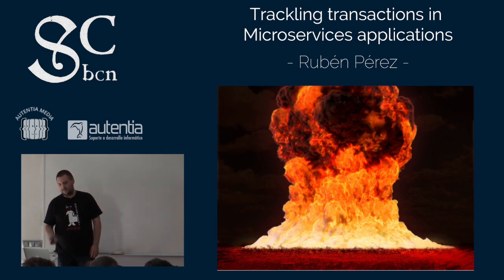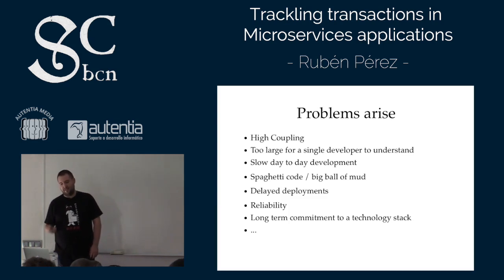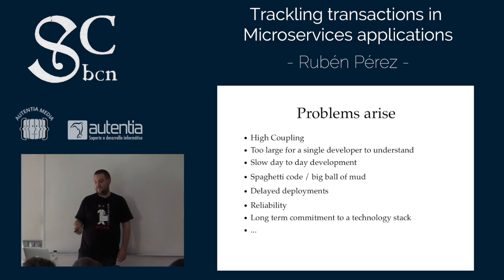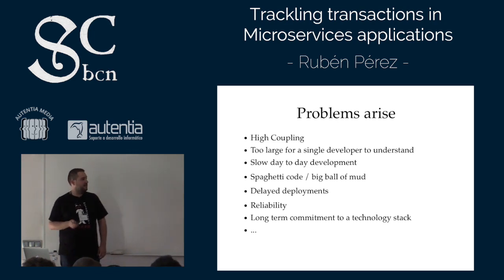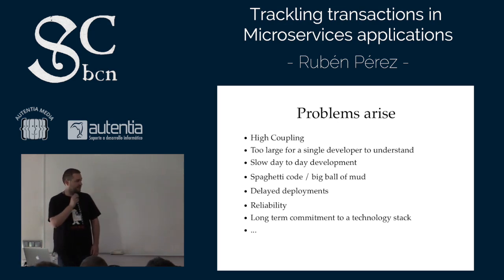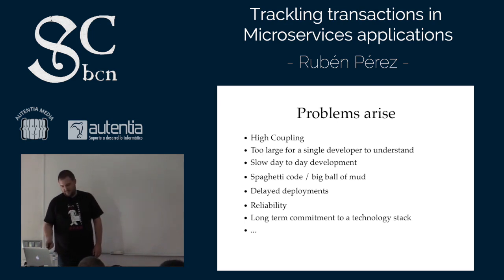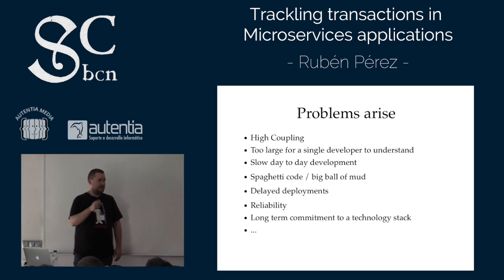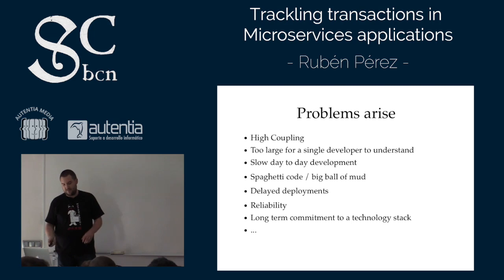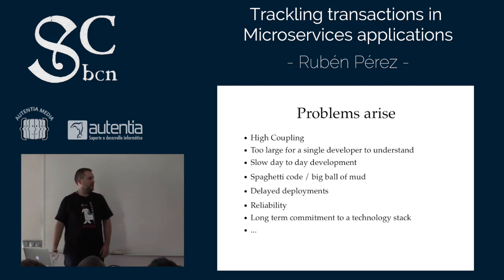So working in a code base like this, we can see problems arise. There is high coupling. It's too large for a single developer to really understand. The development is slow day to day. You end up with spaghetti code or a big ball of mud or big ball of whatever word you want to put in there. And also you have delayed deployments. You have reliability issues because any bug or leak in some part of your system will bring the whole system down. And also you have long-term commitment to a technology stack and so on, and many, many more.